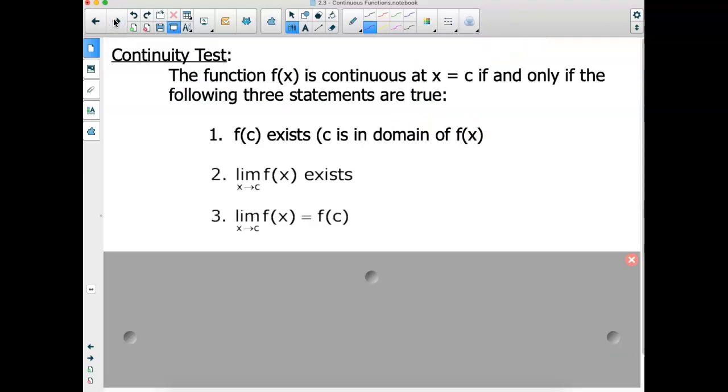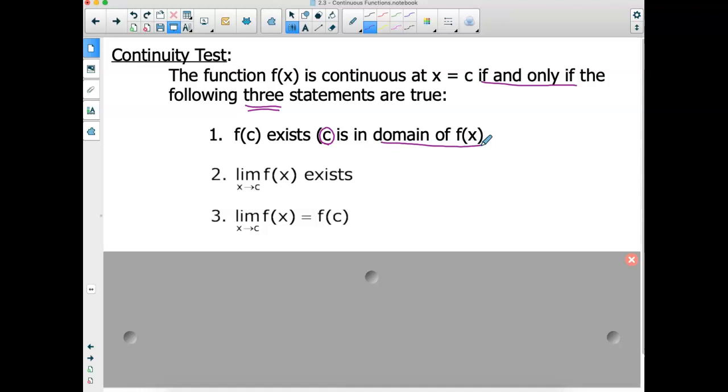We're going to be talking about what's called the continuity test. The function f of x is continuous at x equals C if and only if the following 3 statements are true. Okay? So what has to happen? 3 things have to happen. These are rules we kind of need to go through to prove something is continuous. Number 1, f of C has to exist, which means C has to be in the domain of f of x. When I plug that value into the function, it must output a y value for me.